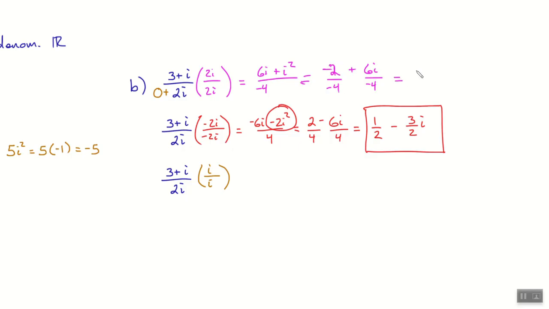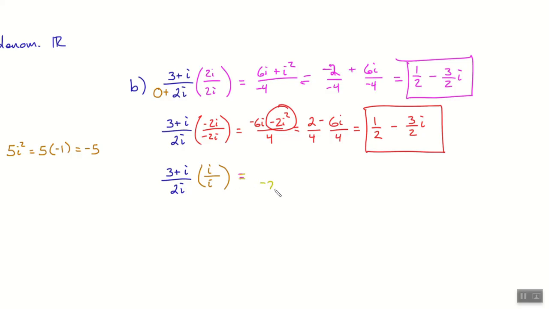What's negative 2 over negative 4? 6 over negative 4 is a negative 3/2. And there's still an i. Hey, that's pretty neat. Do I need to do this one? Okay, sure. They're not long problems.